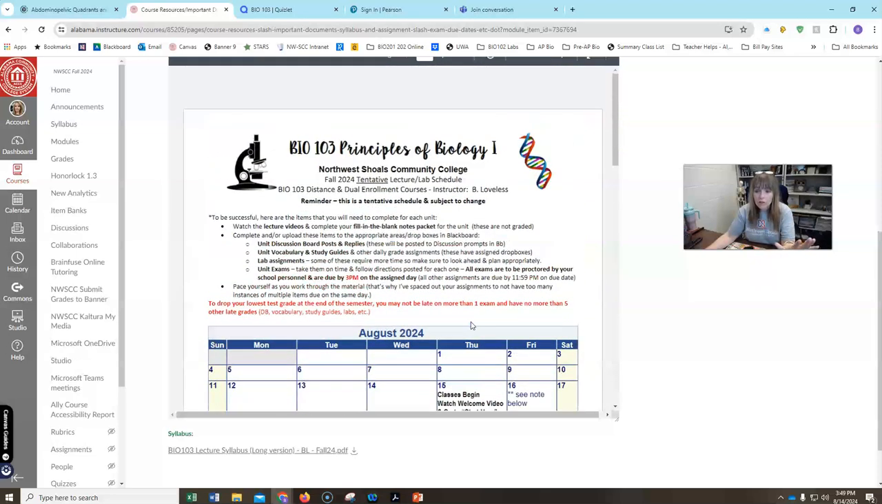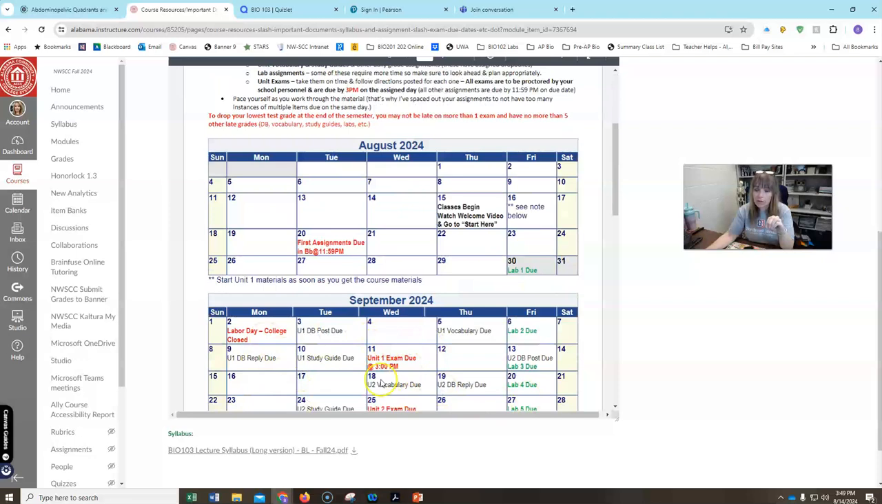I do want to make a point here: I drop your lowest test grade at the end of the semester, but you can only get that if you are late on no more than 1 exam or lab quiz. So just one of those major assignments that are worth 100 points apiece. And you can have no more than 5 other late grades, and those are going to include those daily grades. So if you're late on these little assignments, those add up. If you get more than 5 of those, you will lose your privilege of dropping that lowest test grade. So make sure you keep up with your due dates.